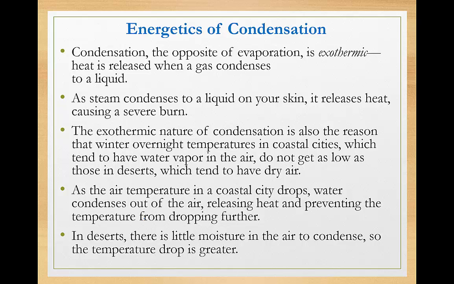They're very, very hot during the day, but they tend to get very, very cold at night because they have dry air. Coastal cities are picking up a lot of water vapor from oceans and breezes coming in off the oceans, and so they don't have as big an exchange rate there. So water will condense out of the air in a coastal city, releases heat, keeps temperature from dropping. But in the desert, there's no moisture in the air to really condense, so the temperature can just keep dropping. There's no exothermic reaction to take advantage of.